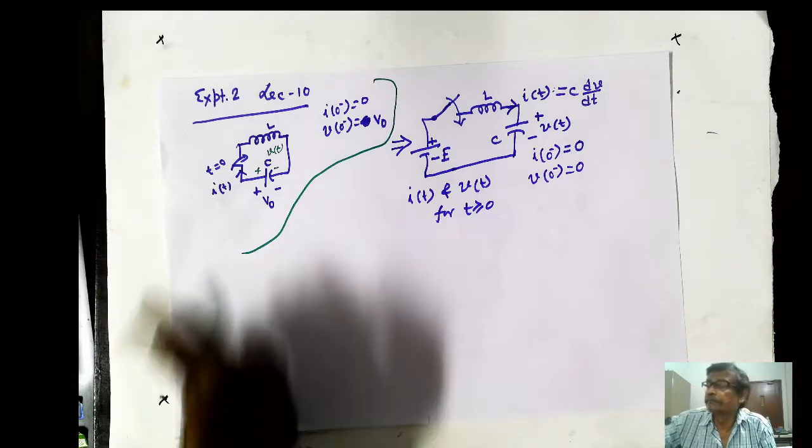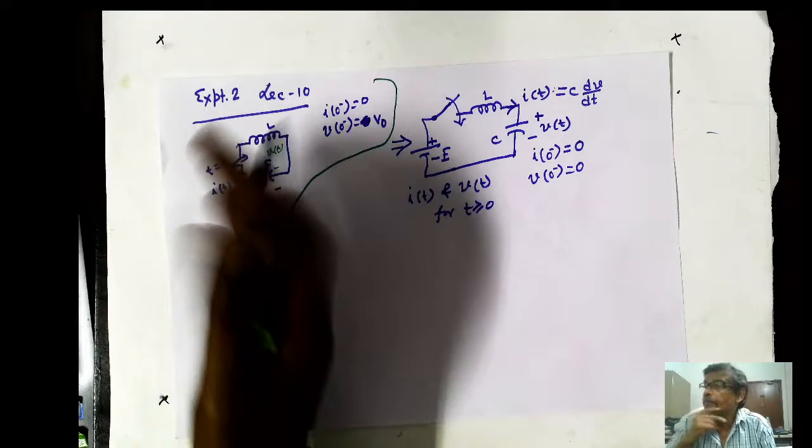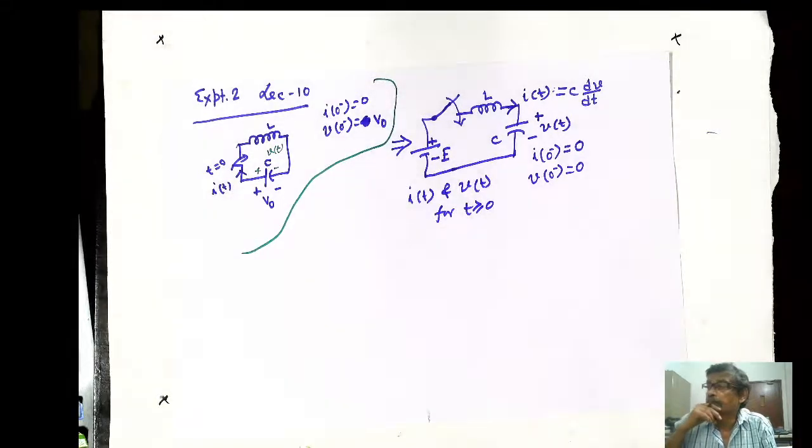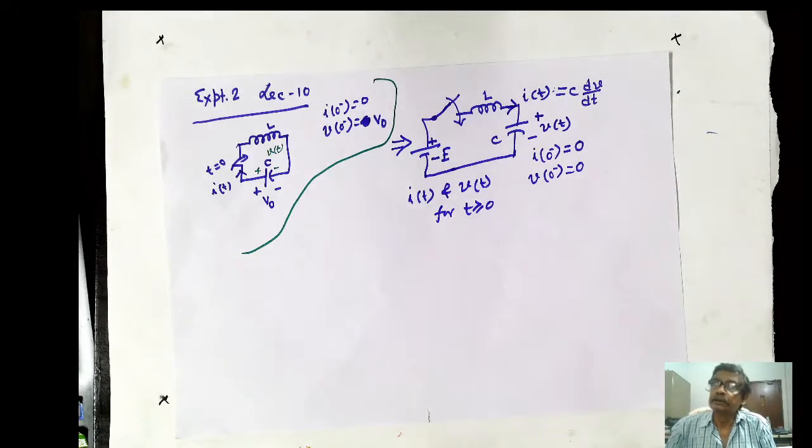We started this whole business with some initial energy stored in the capacitor. That was actually driving the current and transferring energy sometimes from capacitor to inductor, and inductor to capacitor, and these oscillations went on.